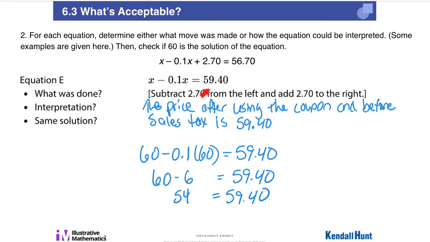In equation E, they said that they subtracted 270 from the left and they added 270 to the right. So we can see that up here in the equation. The interpretation, this equation would give us the price after using the coupon and before the sales tax was put on there, and it would tell us that that total price was then $59.40. Does this have the same solution? I plugged in 60 to the equation, and when I evaluate that through, I get 54 equals 59.40. Those two things are not the same thing, and so this would not have the same solution. And the big reason why is that they subtracted 270 from the left and they added 270 to the right. Remember, we have to do the same thing to both sides of the equal sign.